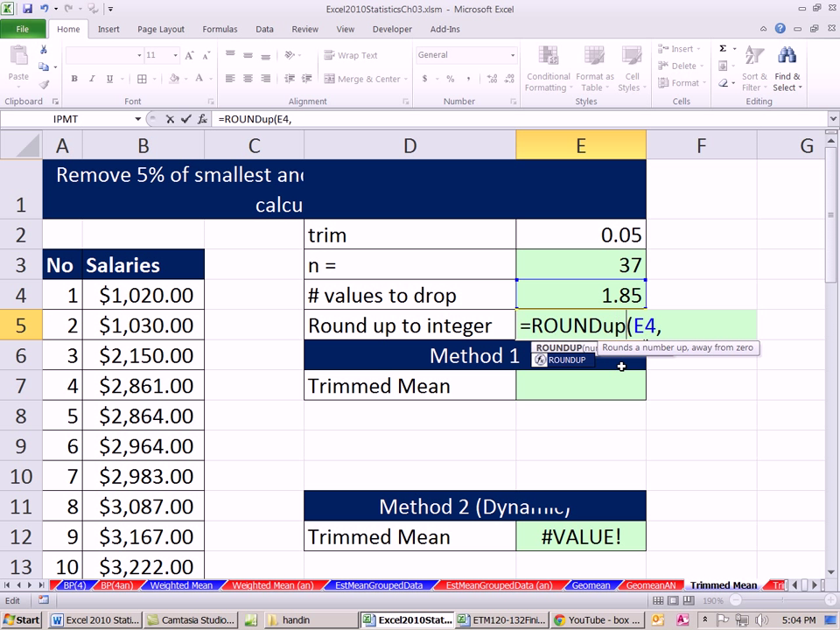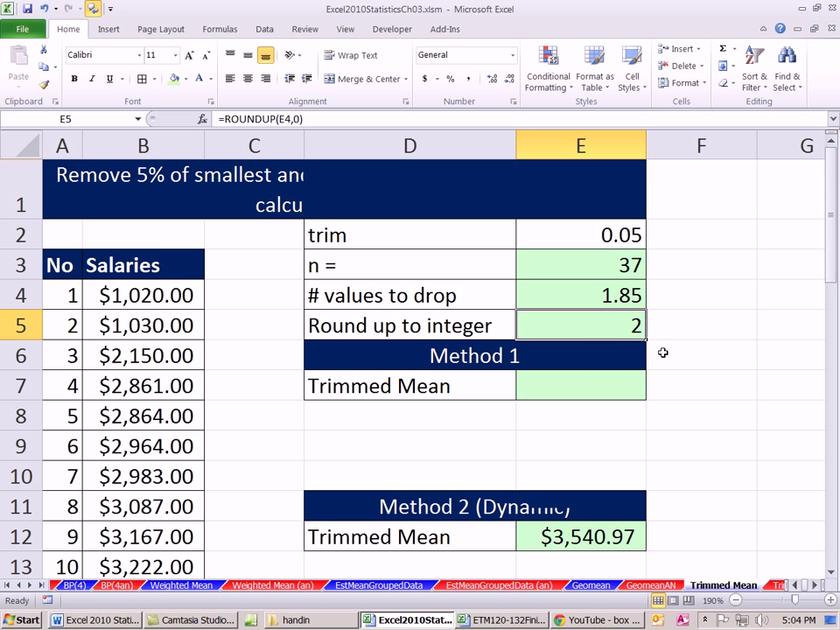Why don't we use ROUNDUP? ROUNDUP will round up to the next integer, or round to whatever position we tell it to. This number of digits right here, if we put a 0, it says please round up to the next integer. And so it's 2.